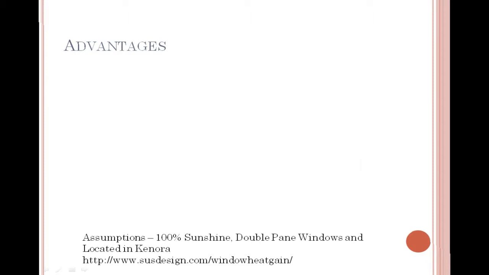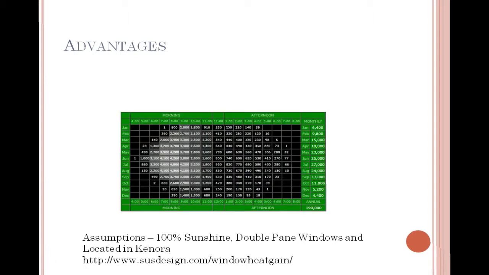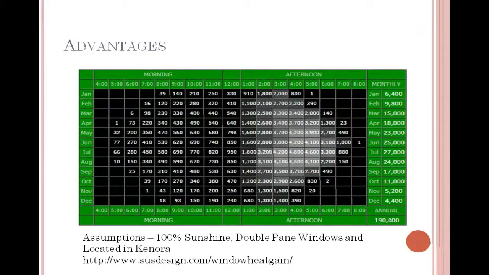Now you might be asking, okay, that's all fine and dandy, but what are the facts behind it? So there's this cool site, susdesign.com. They have a few calculators that you can put in, and one of them is window heat gain. So this map that I'm about to show you, I'll just go to the next one because this one's kind of small. So this is if the window is on the west wall.